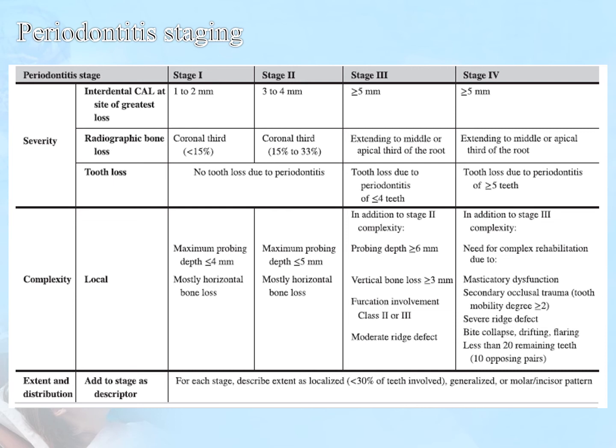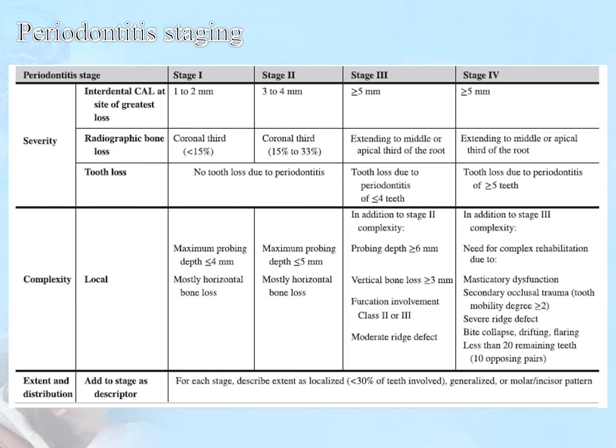So stage 1, if there is a maximum probing depth of less than or equal to 4 mm, then it is considered to be a stage 1 category. Maximum probing depth of 5 mm, then it is considered to be a stage 2 category. Stage 3, if there is a probing depth of 6 mm, then it's considered to be a stage 3 category, along with vertical bone loss of 3 mm, furcation involvement of class 2, class 3 or moderate ridge defect.